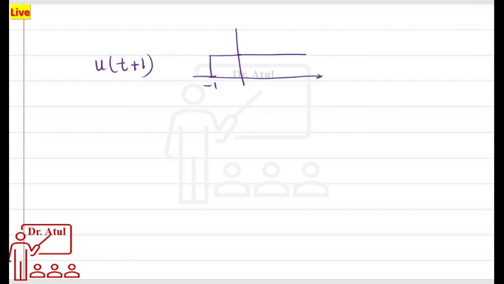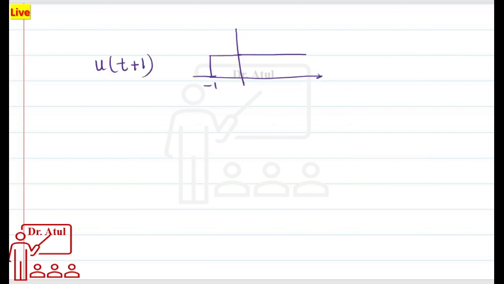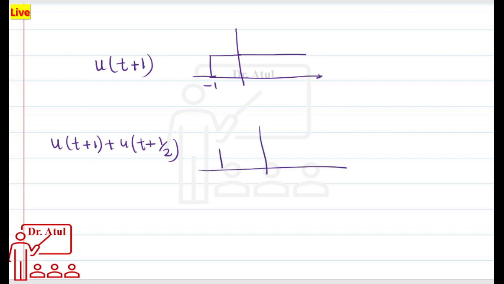At minus 1 by 2, what is happening in this signal? At minus 1 by 2, it is becoming 2. That means 1 is added at this point. So I will again add 1: u of t plus 1 plus u of t plus 1 by 2. Then this signal becomes like this: from minus 1 it was minus 1, and at minus 1 by 2 it is becoming 2. Now it is 2. So the signal is like this now.